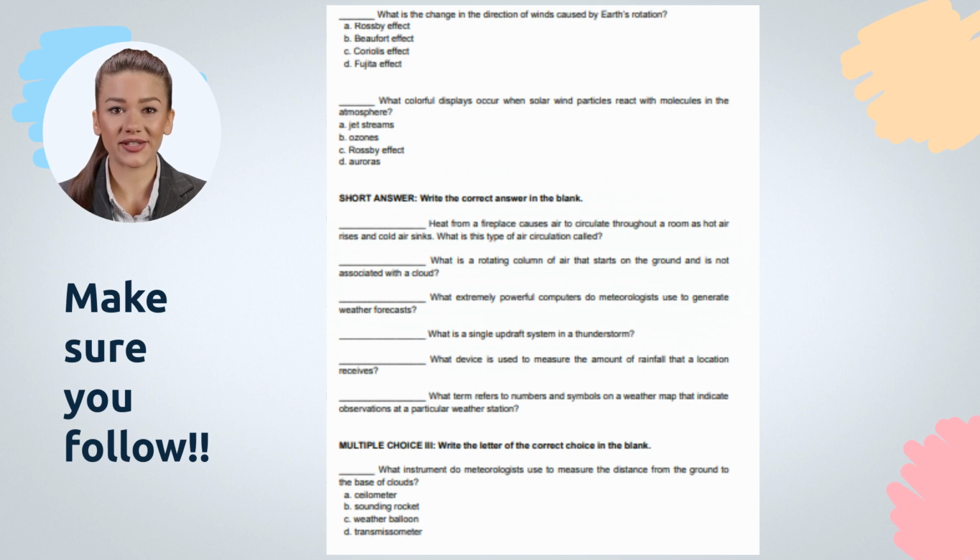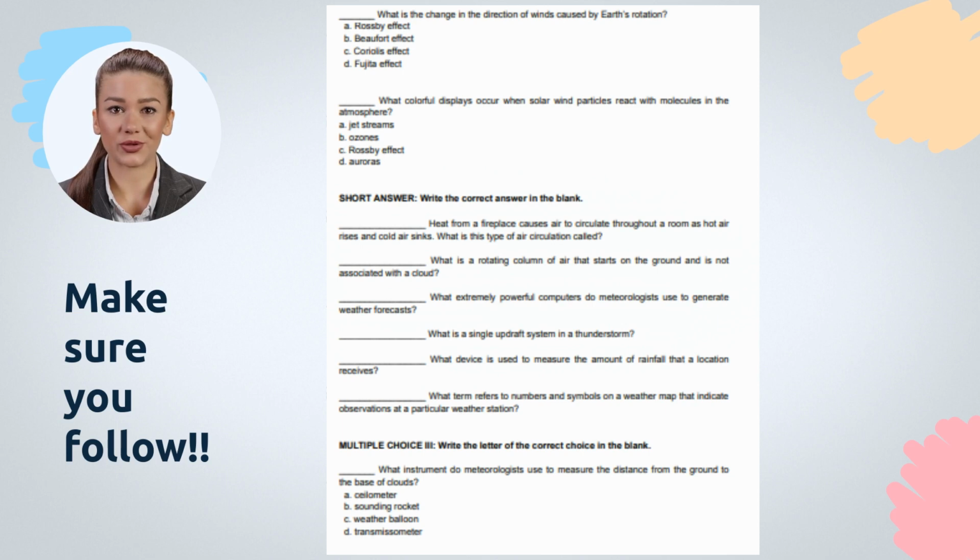For short answers, write the correct answer in the blank. Heat from a fireplace causes air to circulate throughout a room as hot air rises and cold air sinks. What is this type of air circulation called? What is a rotating column of air that starts on the ground and is not associated with a cloud? What extremely powerful computers do meteorologists use to generate weather forecasts?